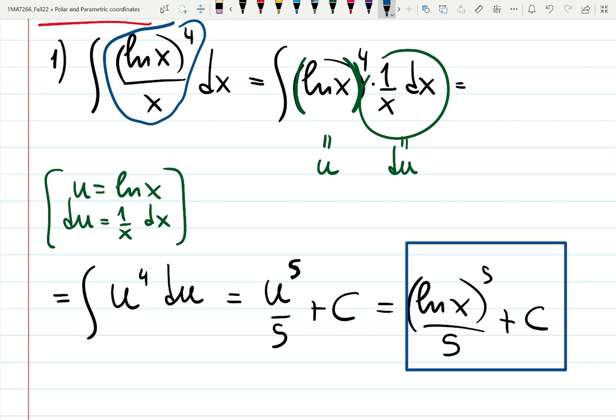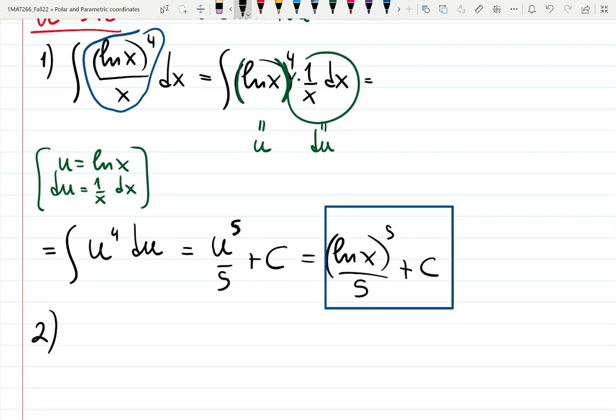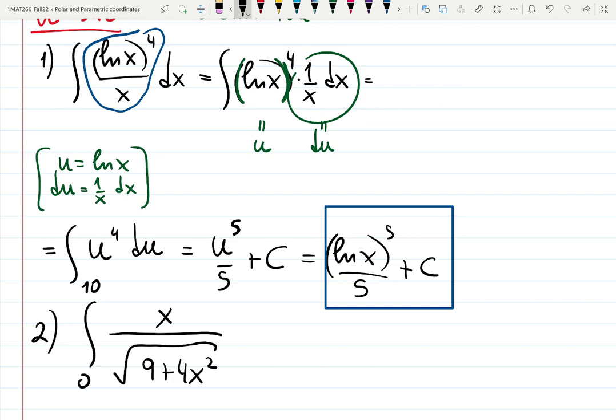Does that make sense? Let's do one more with square roots and stuff you guys don't like. Integral from 0 to 10 of x over the square root of 9 plus, oh, that one is actually too annoying. But it's fine. Let's do x squared, dx. I changed it a little bit.